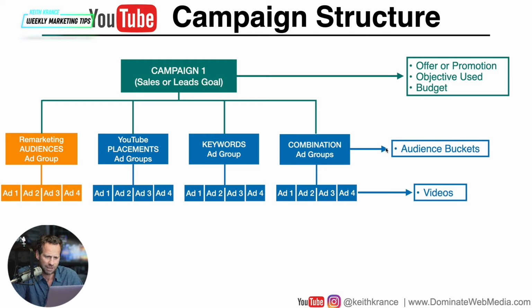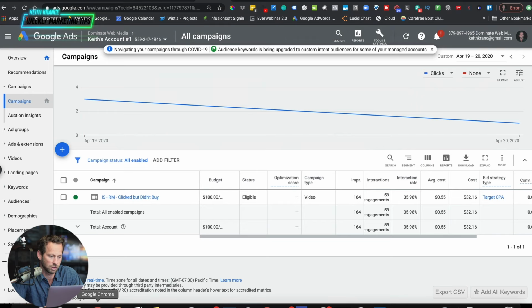Then at the audience, or ad group level, which is basically the same thing as an ad set with Facebook, this is your audience buckets. Now, you might have a remarketing audience. The reason these are capitalized is because that's what they look like in Google. So let's look at Google.